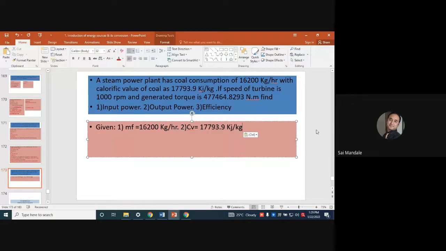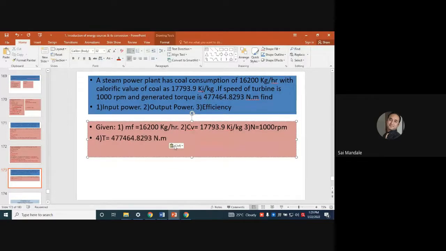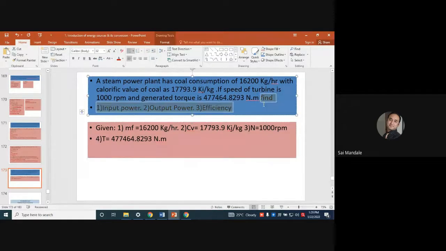So CV is given to you. If speed of the turbine, speed means RPM, is given to you. N is equal to 1000 RPM. Then generated torque T is given. Torque is given to you, it is 47 something. Don't worry about the value or quantity given to you. Stick to your basics.